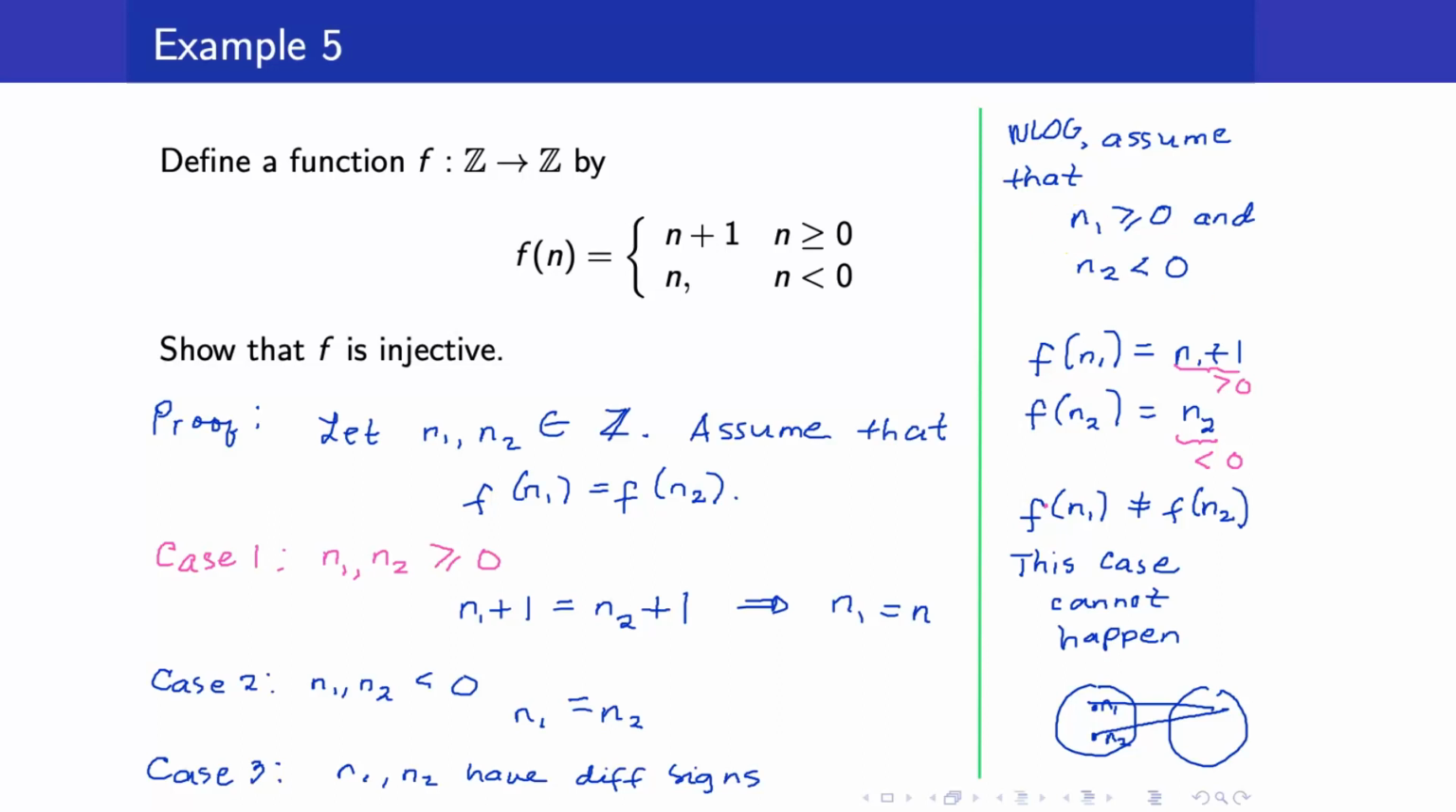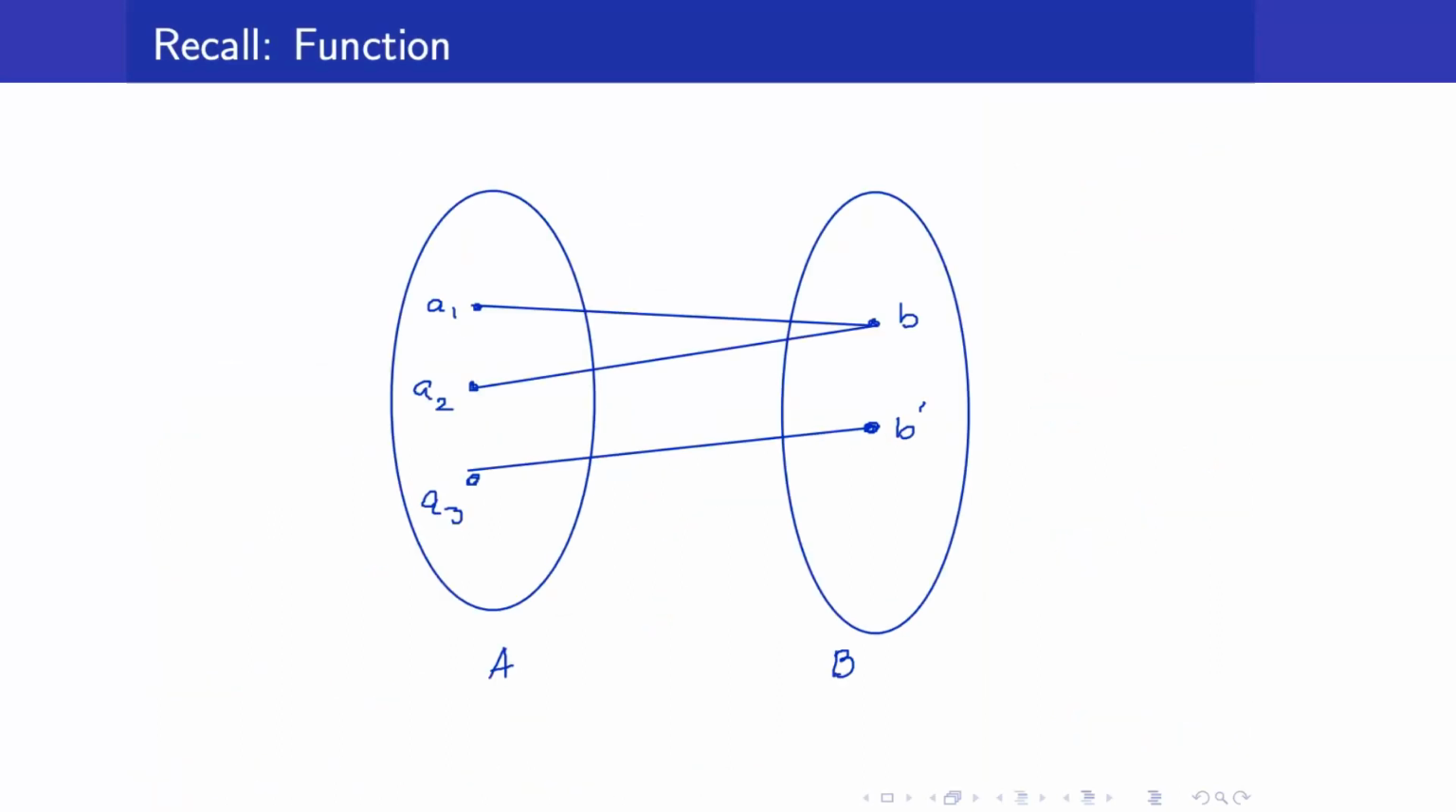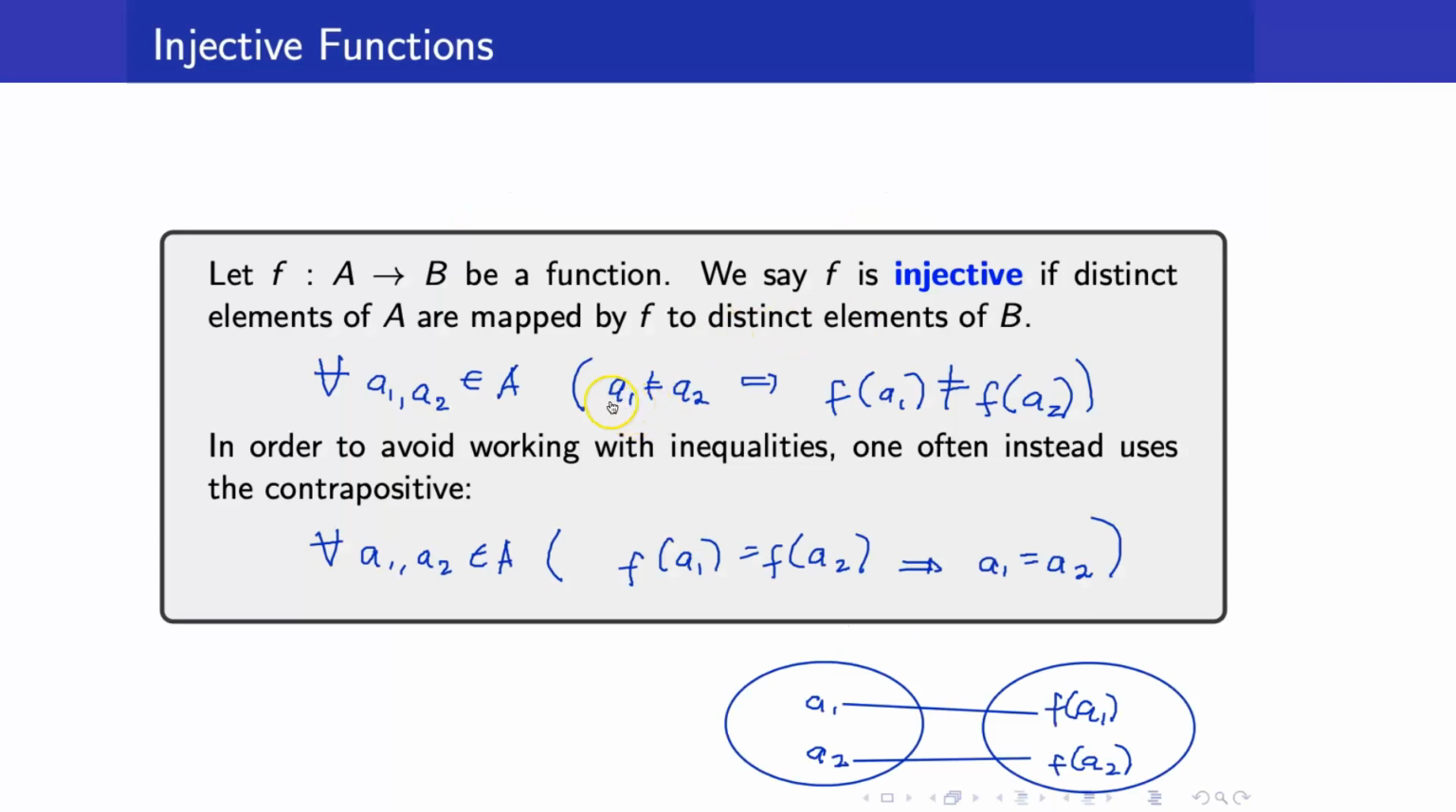An alternative way to prove this is to assume that f of n1 equals f of n2, and then you have case 1 and case 2. And then for case 3, you will prove the original statement. What is the original statement? This one. For case 3 here, this one. You need to show that if they are distinct, then the images are not the same.